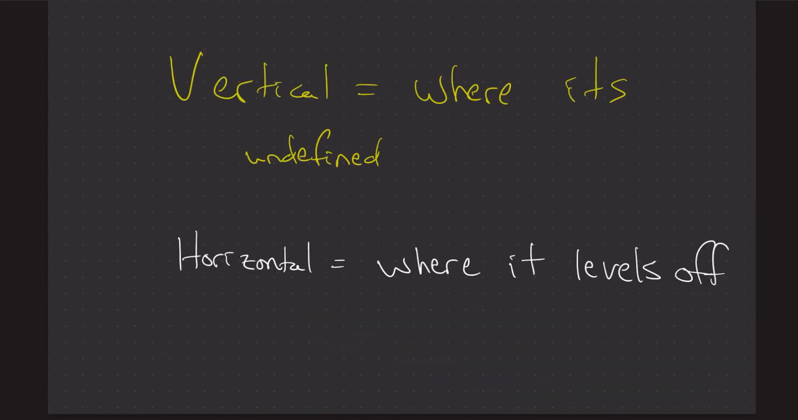So just a quick wrap up. The vertical asymptote is where the graph is undefined, right? It's some function over 0. And then the horizontal asymptote is where the graph levels off. So when it's coming down toward the x-axis, it levels off before the x-axis.